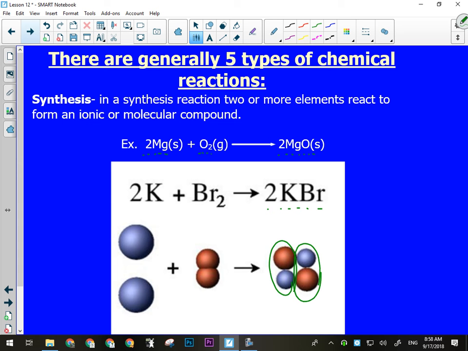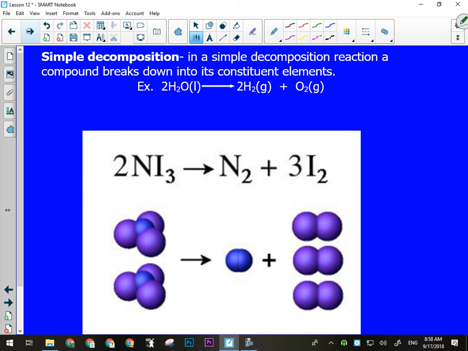Okay, the opposite of synthesis. Once I've synthesized something, it could possibly break down. We call breaking down decomposition. So some molecules will decompose. That is, they will just break apart. Some you have to force them apart, but you can do it.